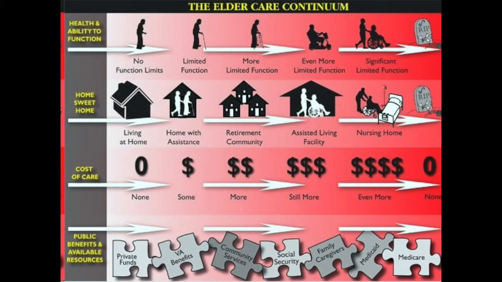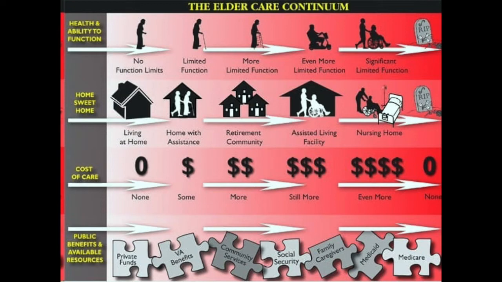Underneath that, we're looking at where you're living, or we're looking at your housing. So are you living at home? Are we able to bring assistance in? Retirement community, assisted living, nursing home. And then the next step below that, following those two things with mobility and housing, you see the cost of care is going to increase as you go from left to right.